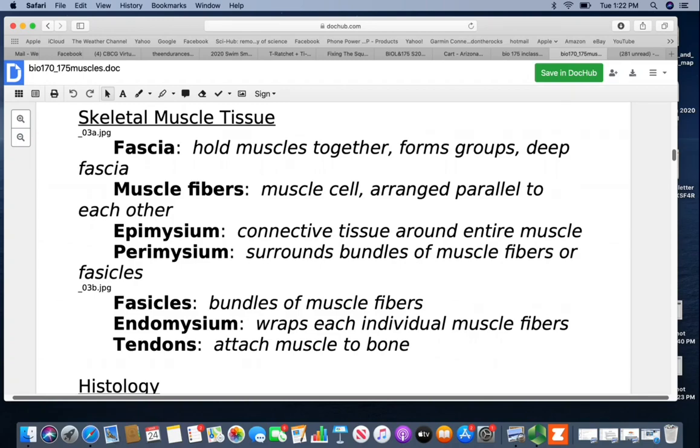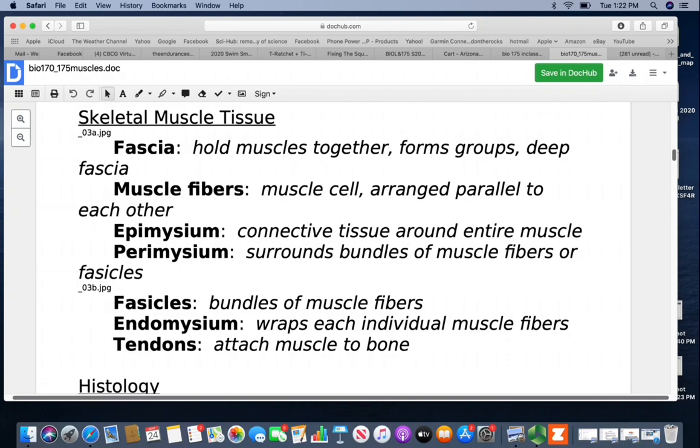Epimysium is going to be the connective tissue that's going to surround an entire muscle. Epi means on. Peri means around. When we look at your muscles, there's going to be little bundles of muscle fibers called fascicles. These fascicles will be surrounded by perimysium. And then the individual muscle fibers are going to be wrapped with endomysium.